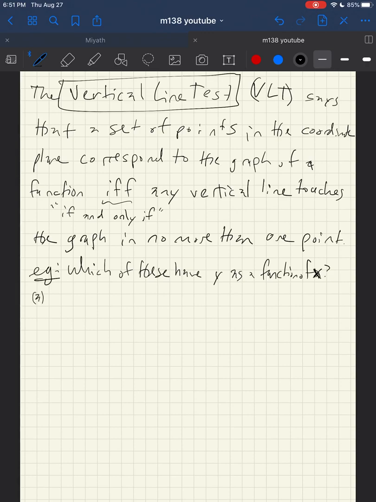So we've got A is going to be y equals x squared. B is going to be x equals y squared. We're going to have C is x squared plus y squared equals 25. D is going to be, we have 8y cubed equals x squared. And finally, we've got E is y equals x cubed minus x.